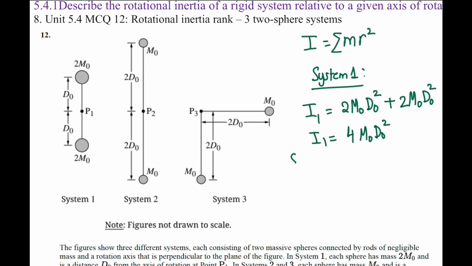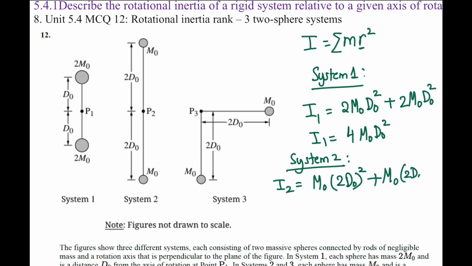Now let's do it for system 2. So for system 2, again I2 will be m0. This time the mass is only m0. The distance is 2d0 square. So remember that the distance from the axis of rotation is being squared in the formula. So plus, we repeat that, there are two masses, 2d0 square. So this will be m0 4d0 square plus m0 4d0 square. When we add it, 4 plus 4 will give us 8m0 d0 square.